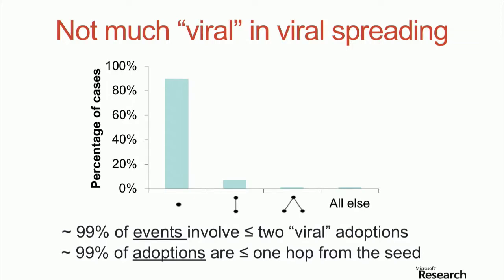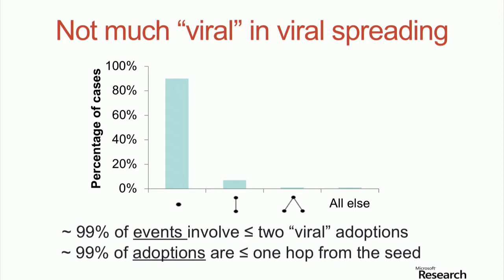So that's this first claim here, that 99% of events involve two or fewer viral adoptions. Now, if you're parsing this carefully, you might wonder what else is buried in that small blue bar on the right.